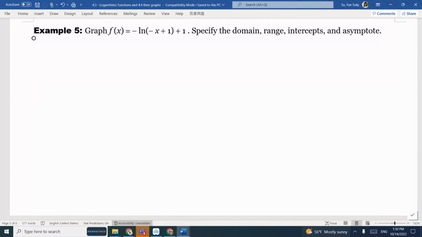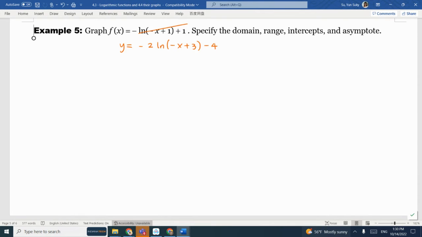Now, let's make the problem harder. Because your exam problem will be harder. So let's change this problem to -2 ln of negative x plus 3, minus 4. So don't do the old one. Do this new one because your exam problem will be harder than this one. So grab this one and, using the transformations, specify domain, range, intercept, and asymptotes.